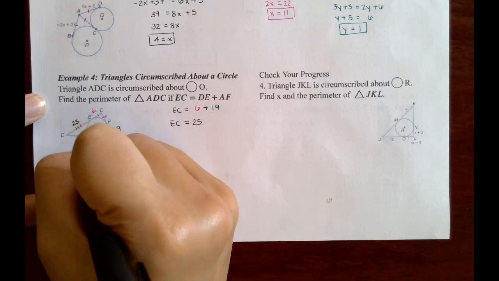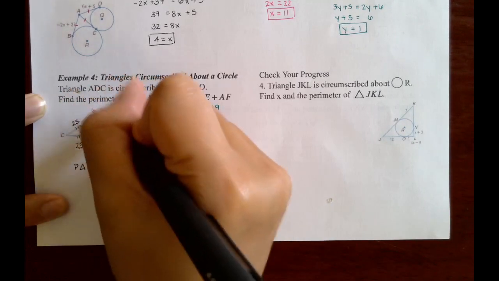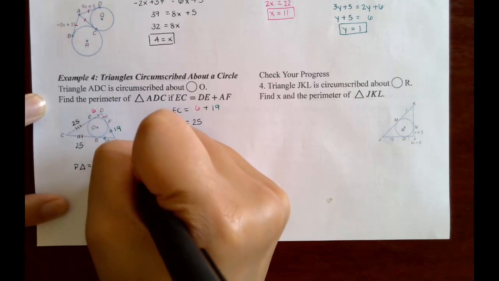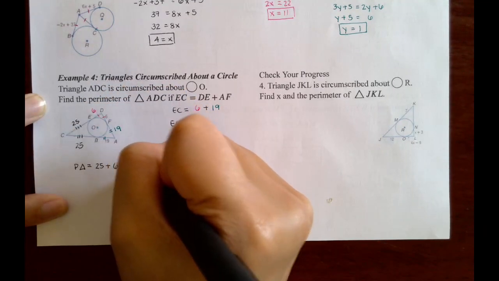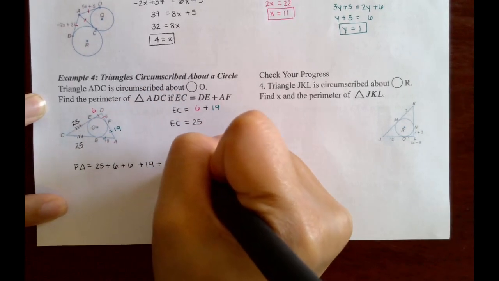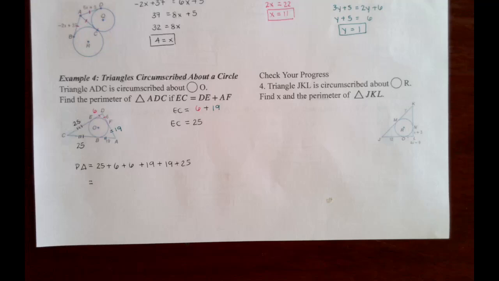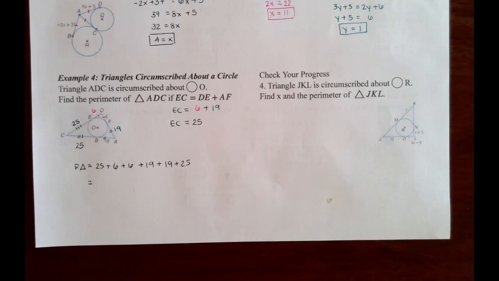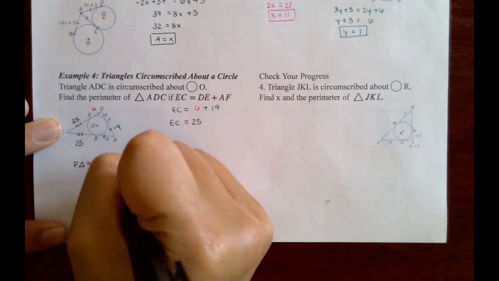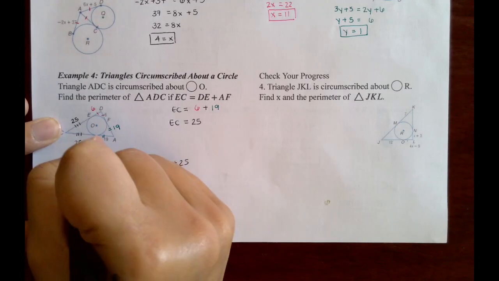To find the perimeter of the triangle, we now have every side. So that will be 25 plus 6, again plus 6, plus 19, plus this 19, plus 25. Let's enter that all in: 25 plus 6 plus 6 plus 19 plus 19 plus 25. That gives me 100. And so the perimeter of this triangle is 100 units.